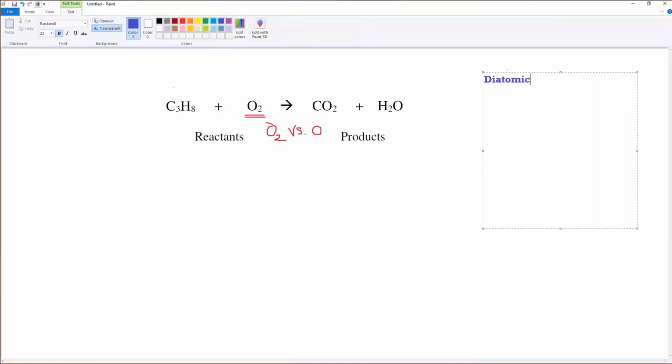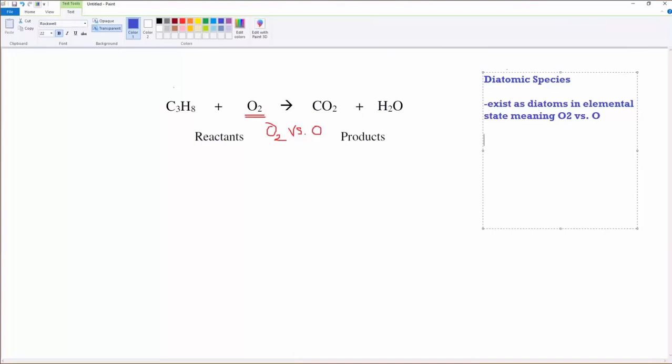So diatomic species, things which exist as diatoms in elemental state. Meaning O2 instead of just O, right? So there's 7 of them, and there's a couple different ways to remember them.